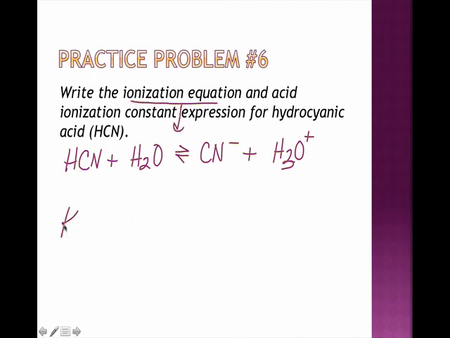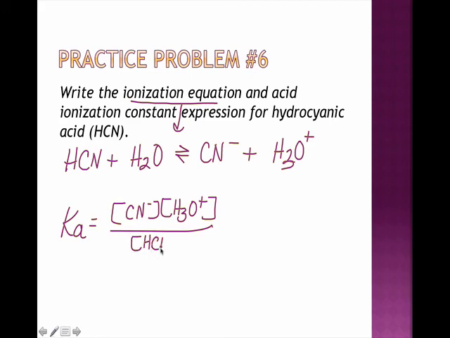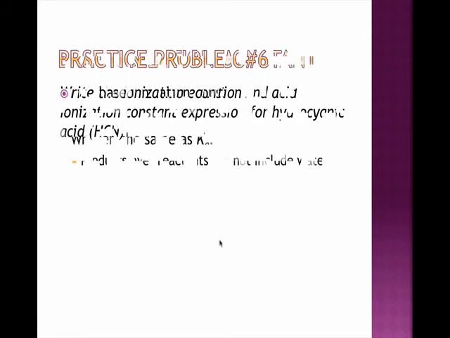Then it wants me to write the Ka. So for the Ka, I do the products. So that's going to be the CN minus multiplied by the hydronium ion over HCN. Remember, we don't include water when we're writing our Kas. And that's all I have to do for this problem. There's no math, it's just writing expressions and equations.